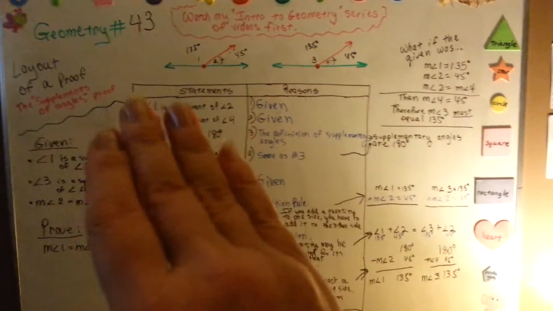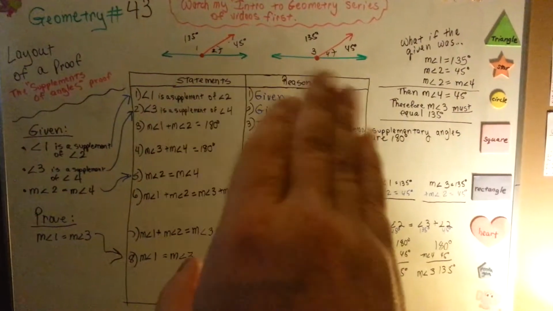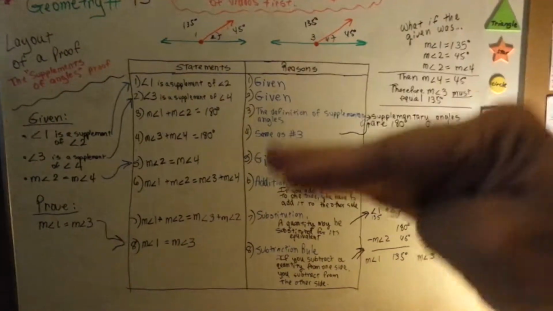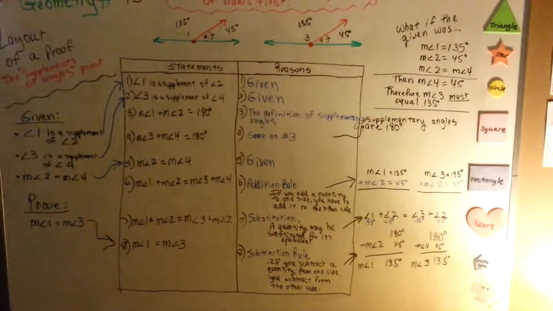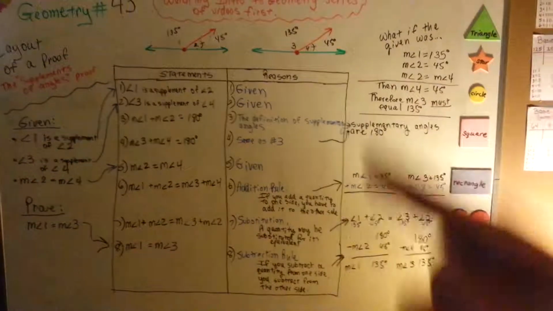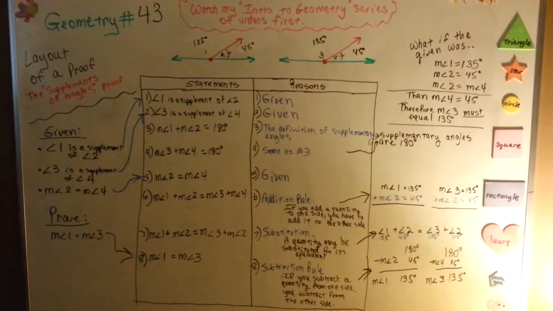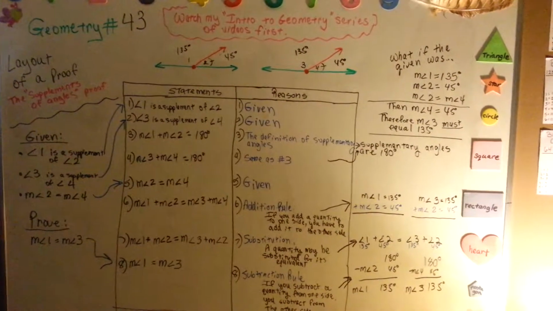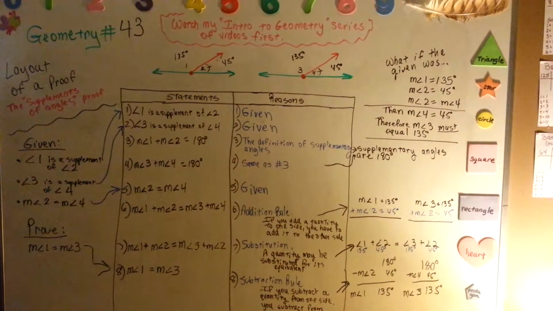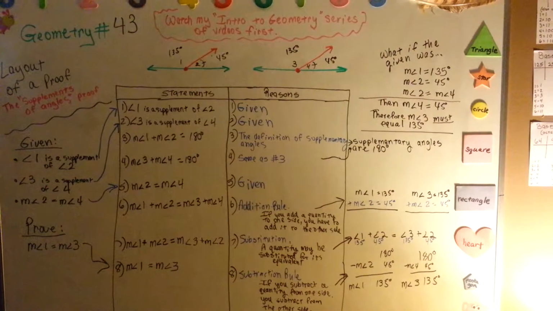So, if you have a problem in your textbook, and it looks like this, and you have to do a proof, this would be the wording and terminology and the reasons that you would use, and these would be the statements you would use to get there. Our next layout for a proof is going to be the intersecting lines proof, video number 44.